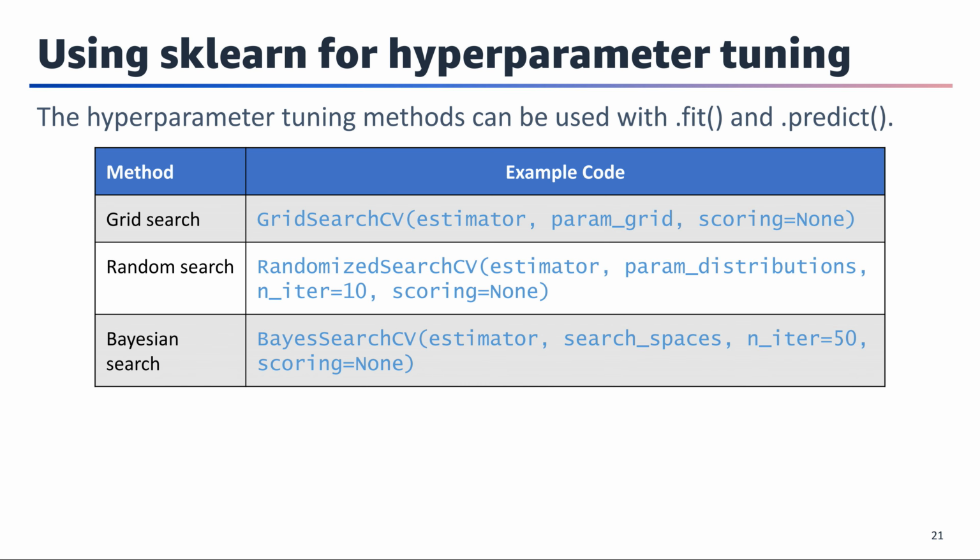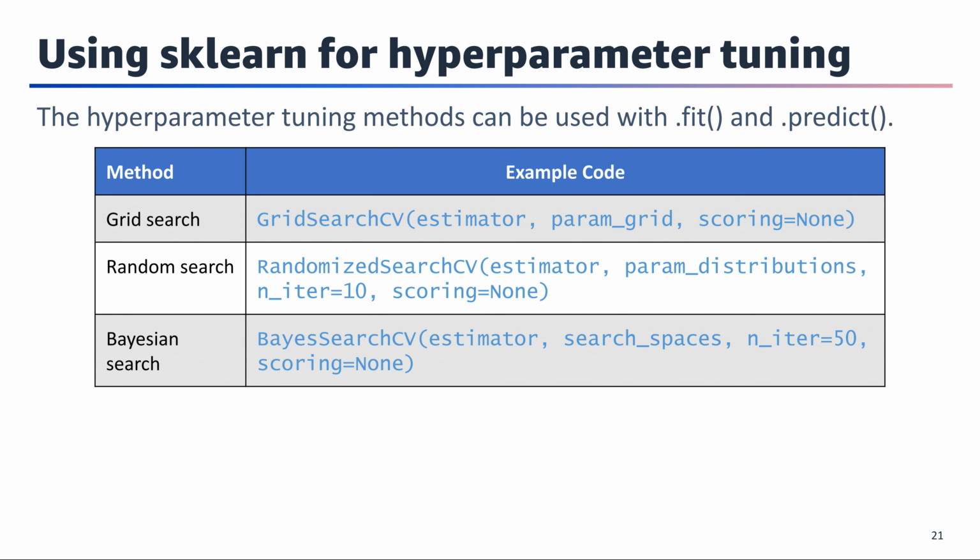The slide introduces 3 hyperparameter tuning methods that can be used with the fit and predict functions in scikit-learn. The first method is grid search, which involves specifying a grid of hyperparameter values to search over. The grid search function is used to perform this search, taking an estimator object, the parameter grid, and optionally a scoring metric. The second method is random search, which randomly samples hyperparameter values from specified distributions.